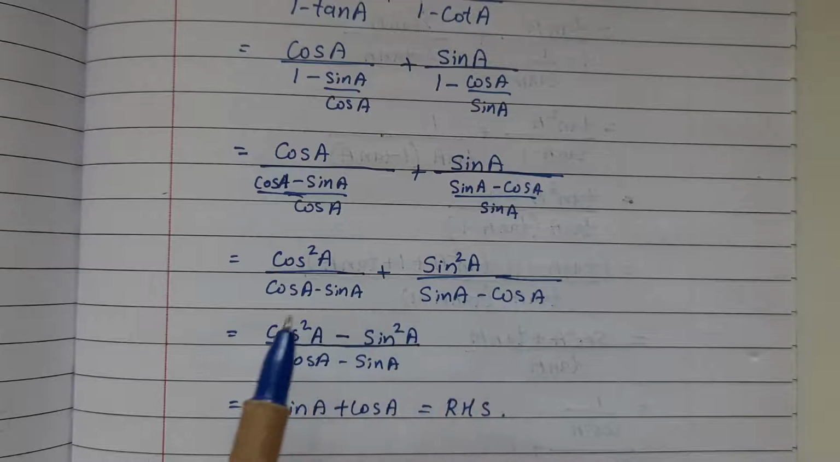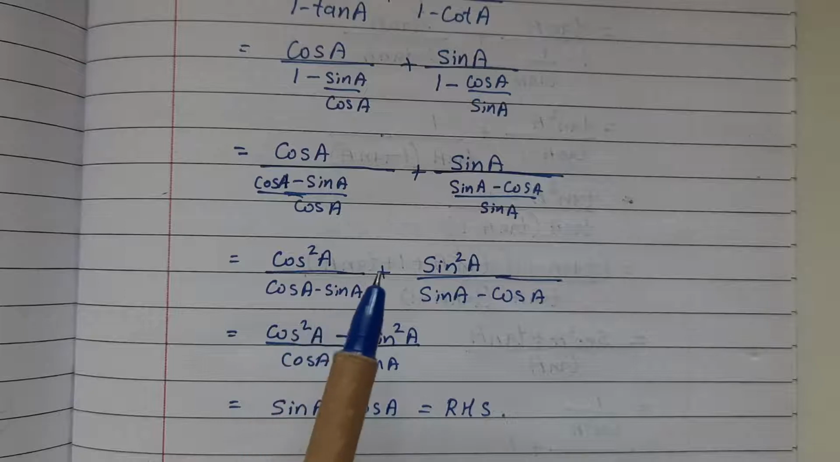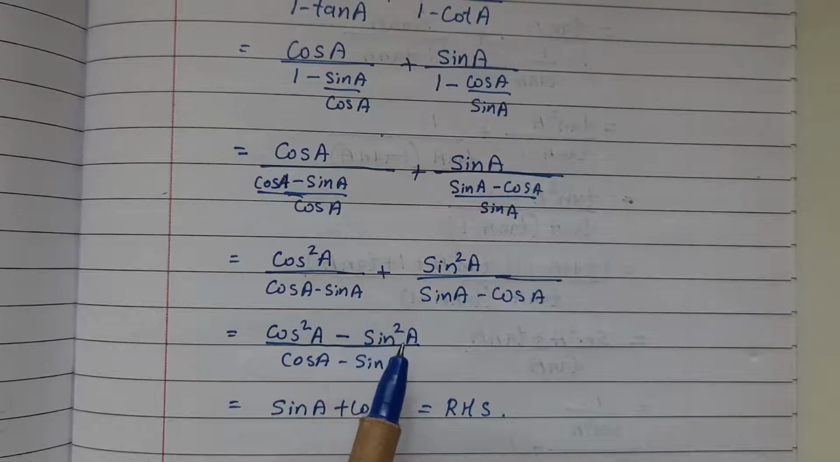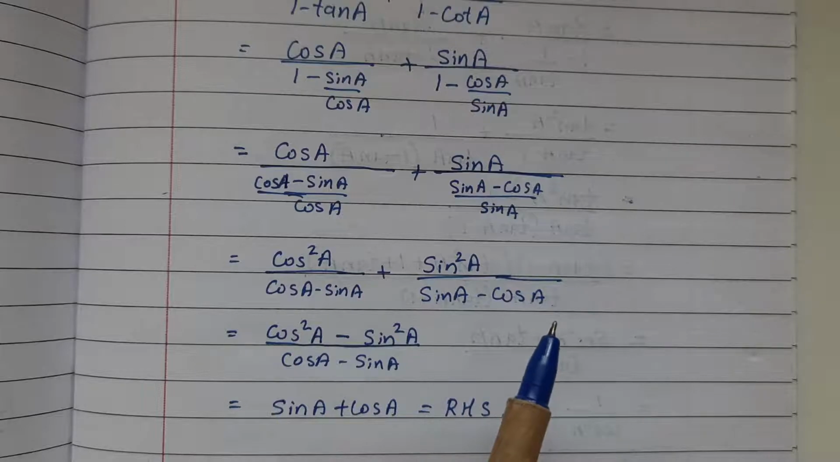Denominator is same, therefore cos A minus sin A, and your numerator will be cos square A minus sin square A. Okay, A square minus B square is A plus B into A minus B. So cos A minus sin A into cos A plus sin A upon cos A minus sin A. Cos A minus sin A cancel each other, remains sin A plus cos A equal to right hand side.